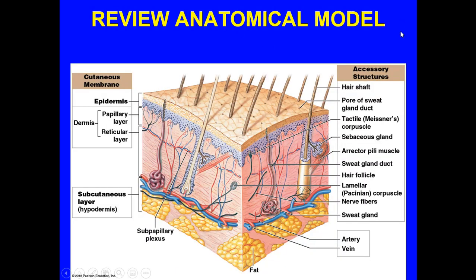I want you to review this anatomical model. I want you to review the videos about the skin, because there will probably be some reviews of the anatomical structure of the skin, particularly the cutaneous membrane part. Don't forget also that there's a subcutaneous layer here called the hypodermis, as well as the accessory skin structures. These are very, very important.